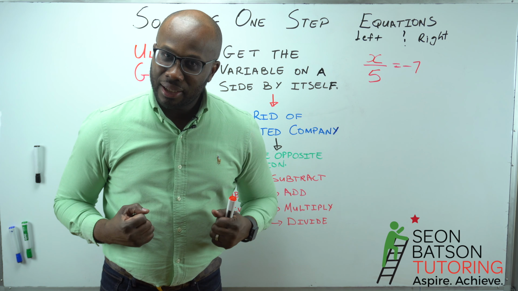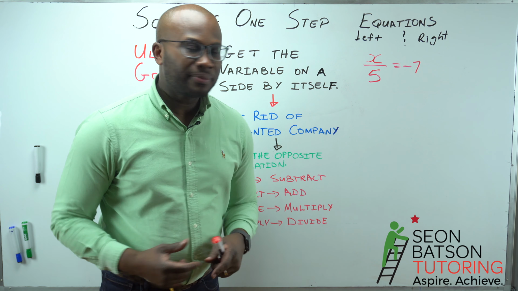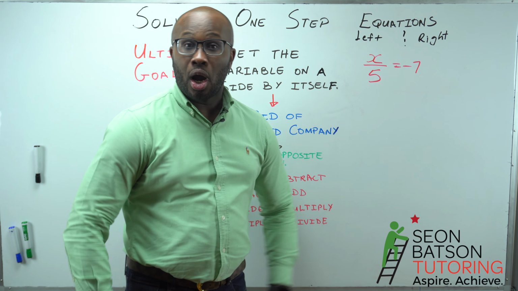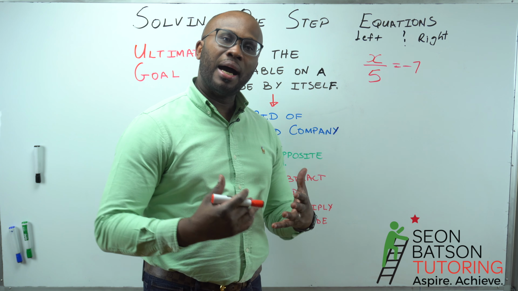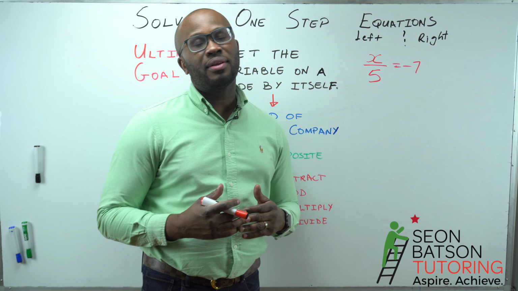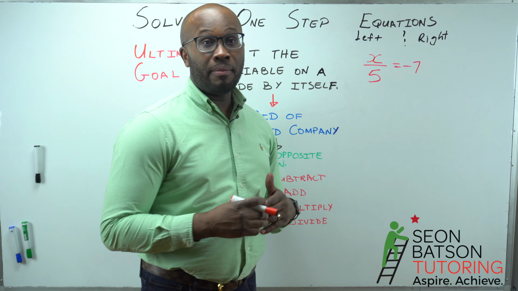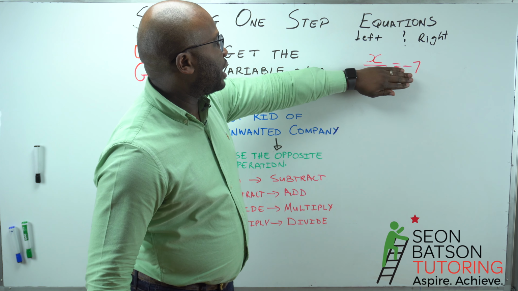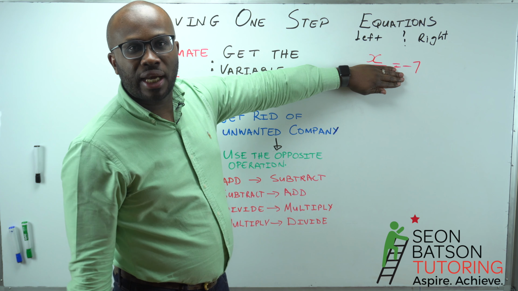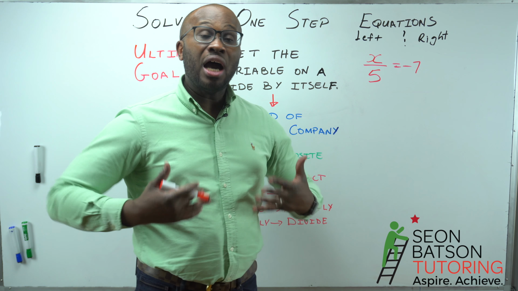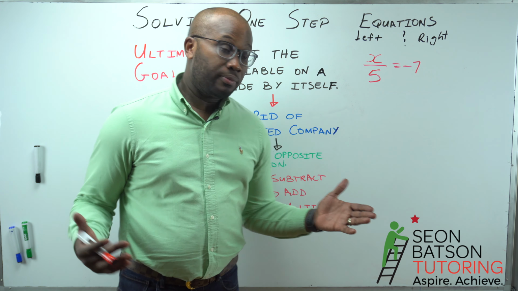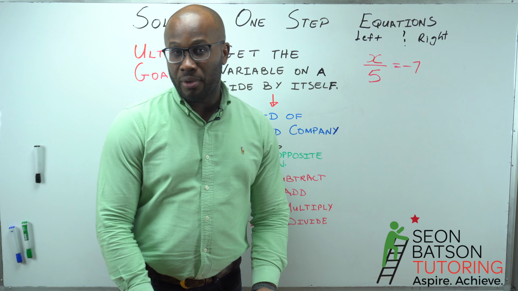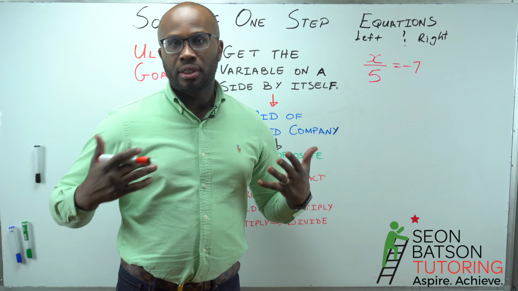Okay, welcome back. Let's see if we will get the same answer. So in this example, our x again is on the left side. Our goal will be to get the x positive and by itself on the left side. x has company, yes? So to get the x by itself, we'll have to get rid of this 5. If we get rid of this 5, x will be on the left side by itself. The question is, how do I get rid of the 5? Well, remember what the process says. We always use the opposite operation to get rid of the unwanted company.